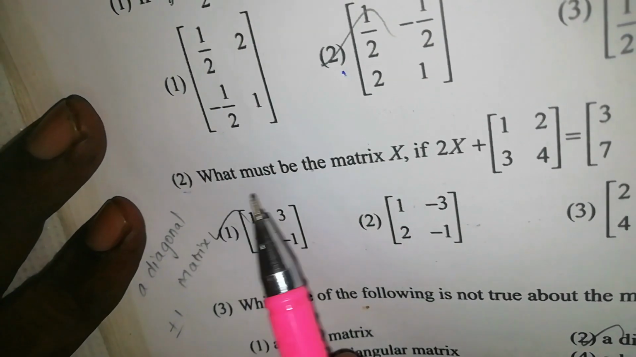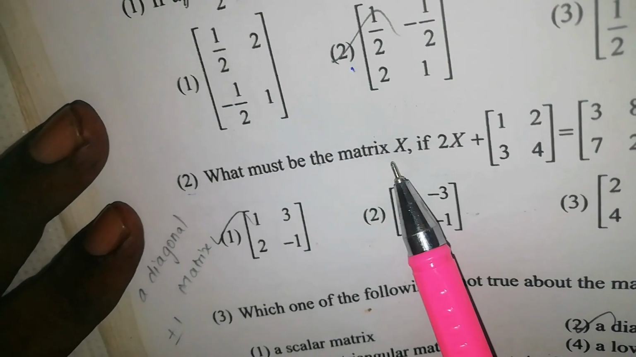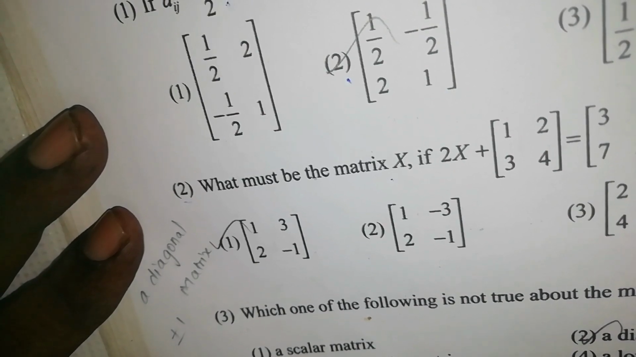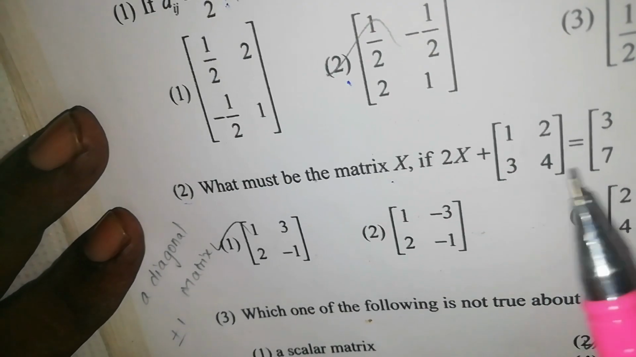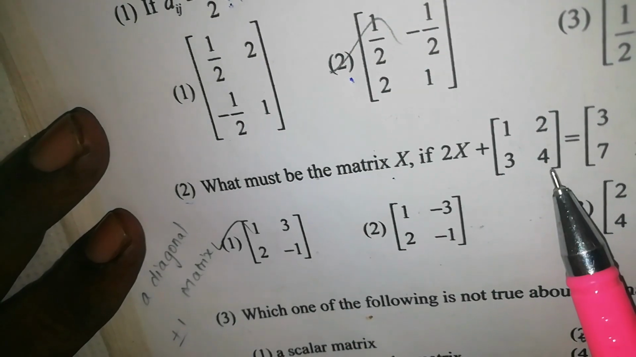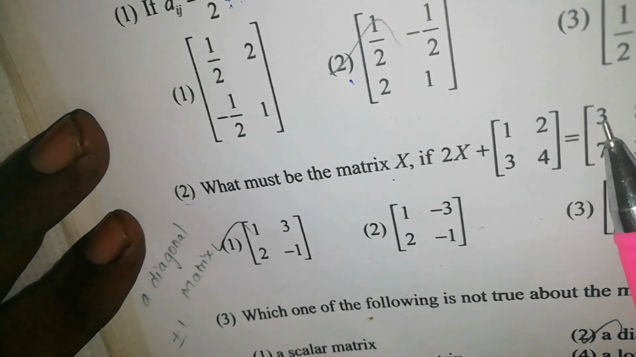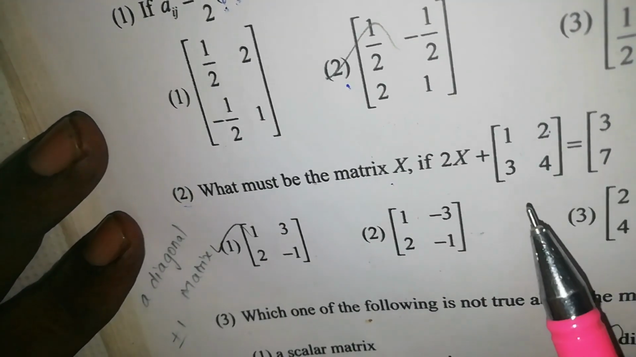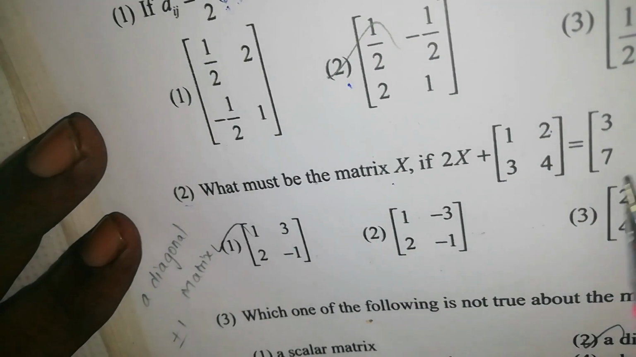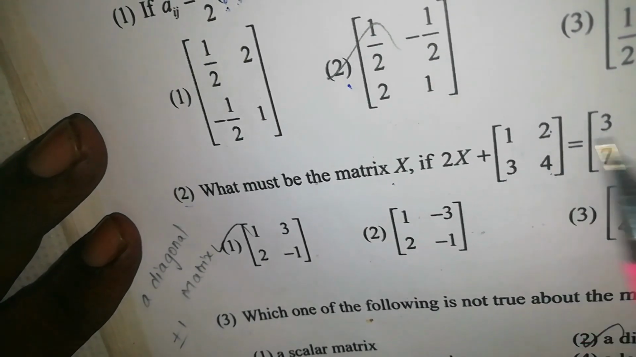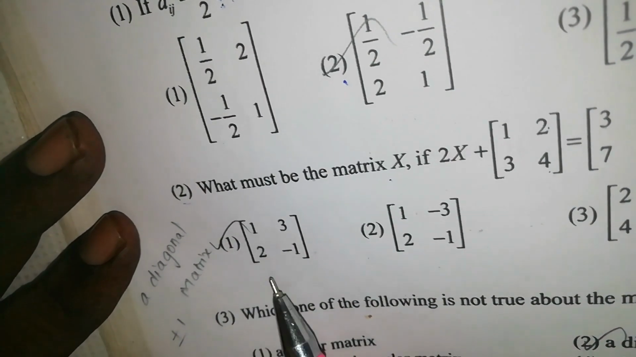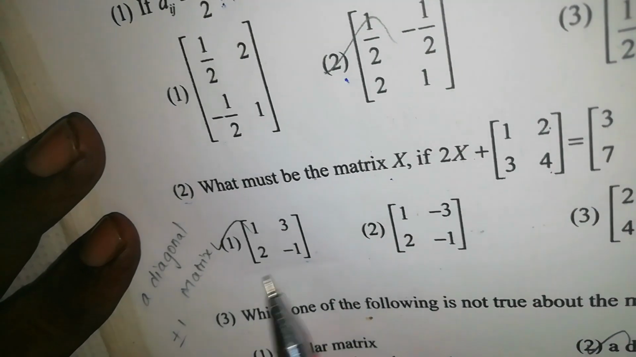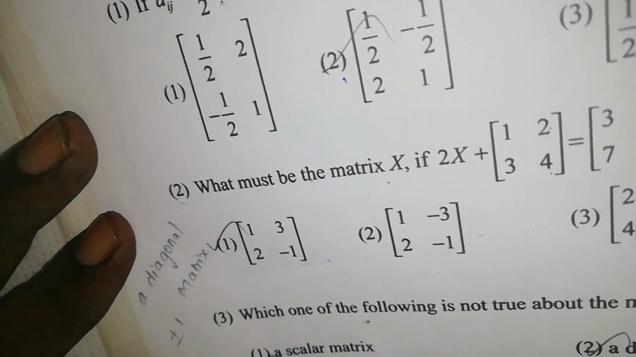And the second problem: find the value of x. If this matrix comes to this side, it will be a negative matrix. That means coming to this side, minus 1, minus 2, minus 3, minus 4. If I add this, 3 minus 1 is 2, 8 minus 2 is 6, 7 minus 3 is 4, 2 minus 4 is minus 2. If I divide by 2, we get the first one as the answer. Since 2x is there and you want x, divide by 2. Like that you can do it.